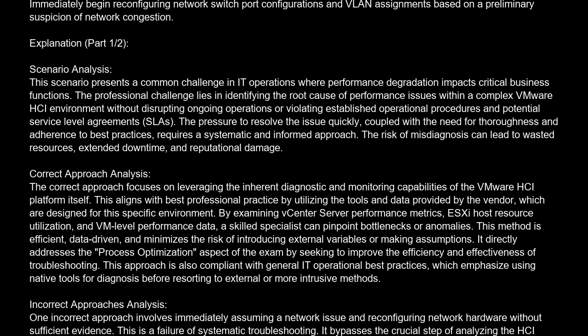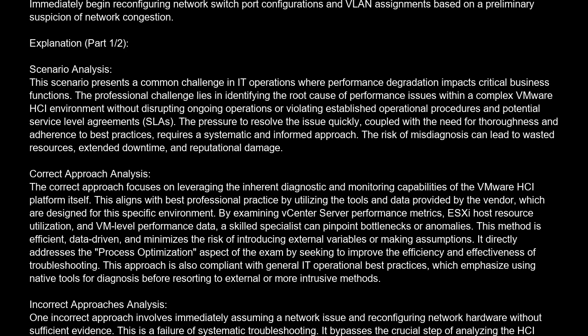The correct answer is A. Immediately begin reconfiguring network switch port configurations and VLAN assignments based on a preliminary suspicion of network congestion. Explanation: Scenario analysis. This scenario presents a common challenge in IT operations where performance degradation impacts critical business functions.